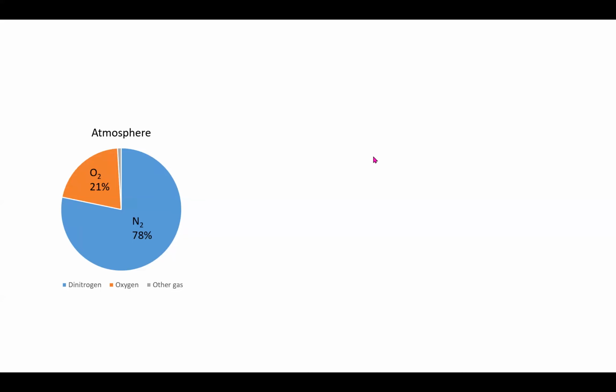Everyone needs to live under the atmosphere. It is very important for our survival. However, do you know which gas component accounts for the most part of the atmosphere? The oxygen we breathe? No, it's the dinitrogen gas, which accounts for 78%. However, why are they so abundant? That is because they are very stable.